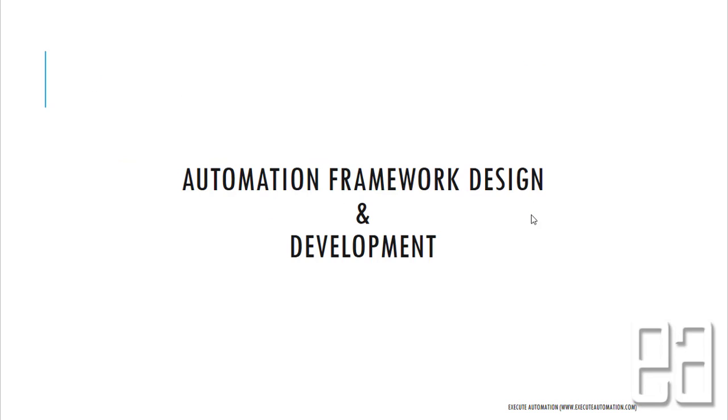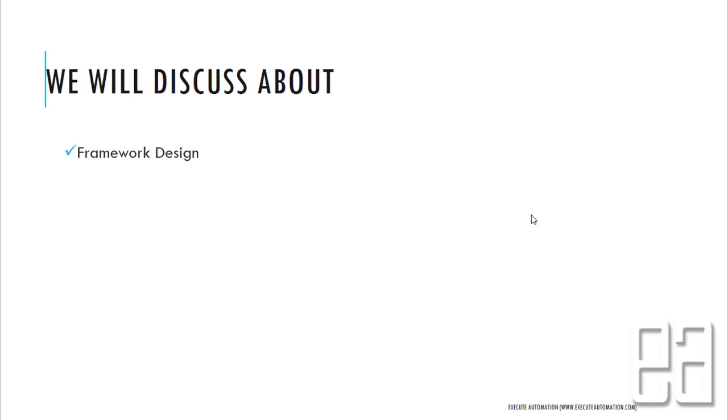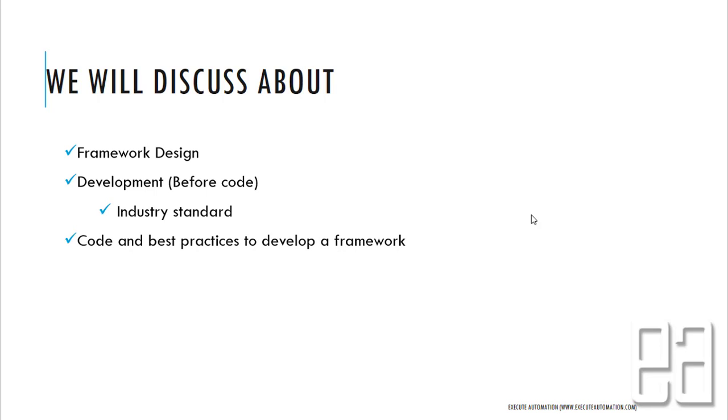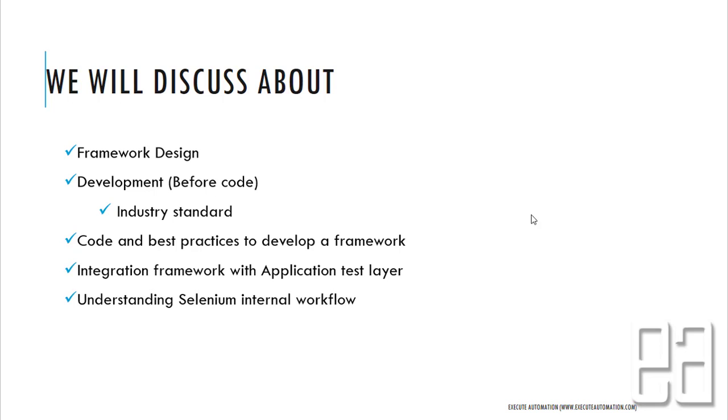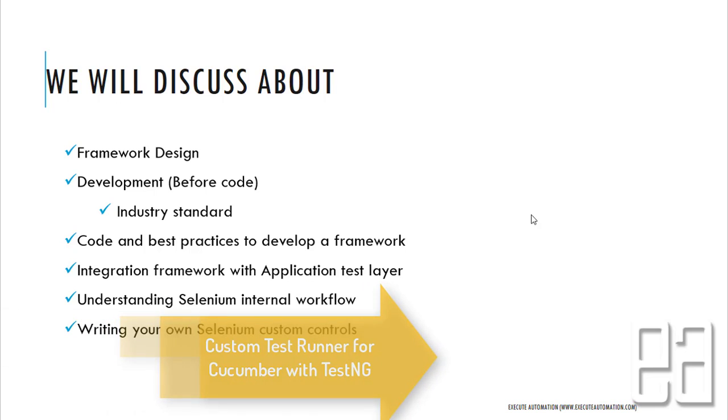Rather, we'll talk about automation framework design and development. That's the intended purpose of this course, and that's what we're going to talk about. So we will discuss framework design and development before code, and we will develop the code not just by writing some codes in any practice, but we will follow the industry standard while developing the framework. And also we will do code and best practices to develop a framework, integrating the framework with the application test layer and understanding the Selenium internal workflow as well while we start designing our own custom control for Selenium. So these are the great things we are going to develop along with writing our own custom test runner for Cucumber.